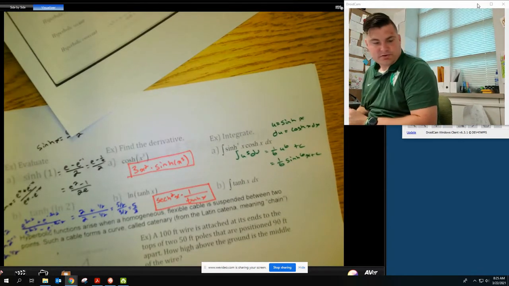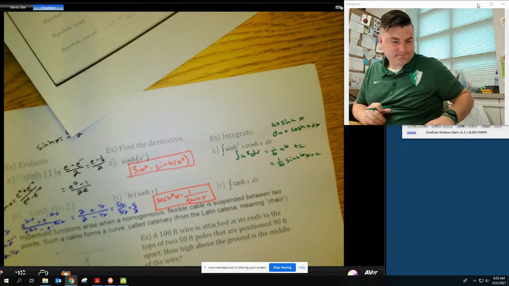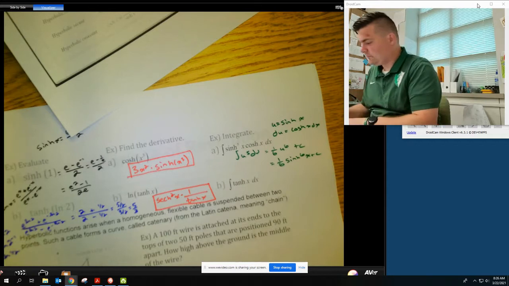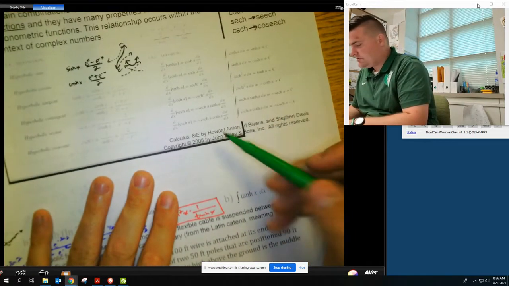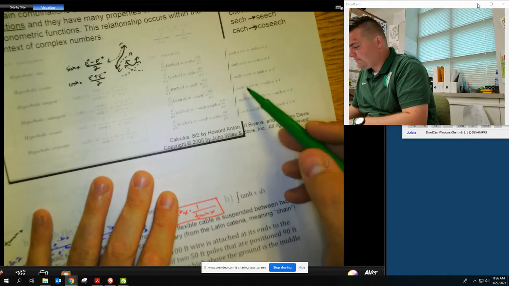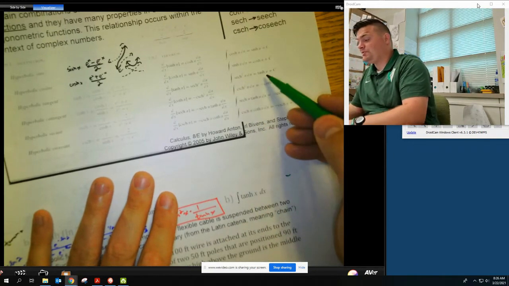All right, and the integral here of tanh. Well, there is no formula. I don't see one. So there is no integral of tanh here. If you integrate sech squared, you get tanh, but there's no actual integral of tanh.